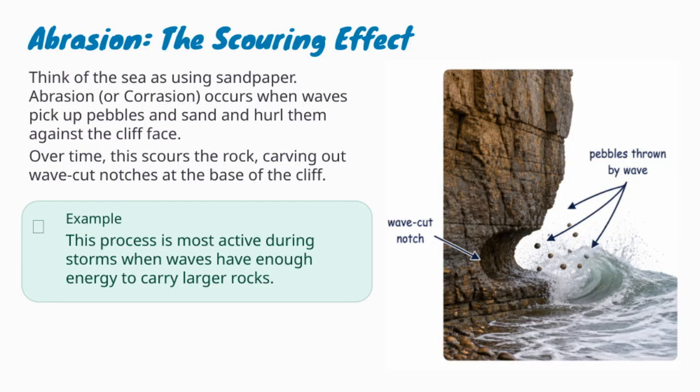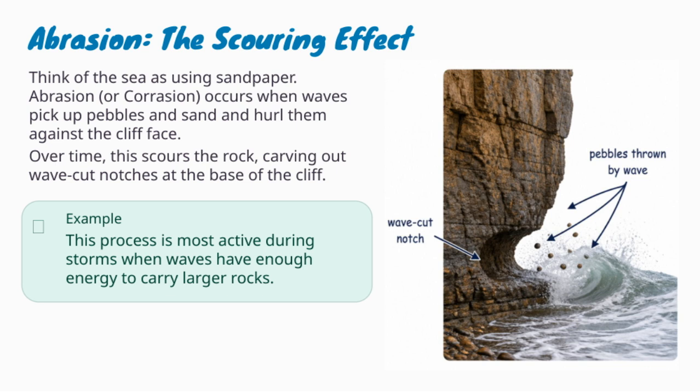Abrasion happens when waves pick up sand, shingle, pebbles, or larger rocks and throw them against the cliff face. Think of it as the sea using sandpaper. The sediment carried by the waves scrapes, chips, and wears away the rock. Abrasion is especially effective at the base of cliffs, where waves repeatedly strike between the high tide and low tide marks. Over time, this scouring action can help carve out a wave-cut notch.